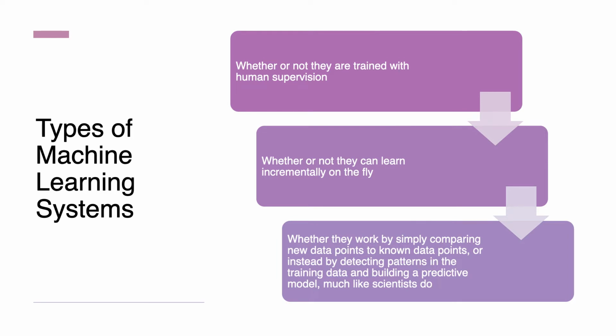For example, a state-of-the-art spam filter may learn on the fly using a deep neural network model trained using examples of spam and ham. This makes it an online, model-based, supervised learning system. Let's look at each of these criteria a bit more closely.